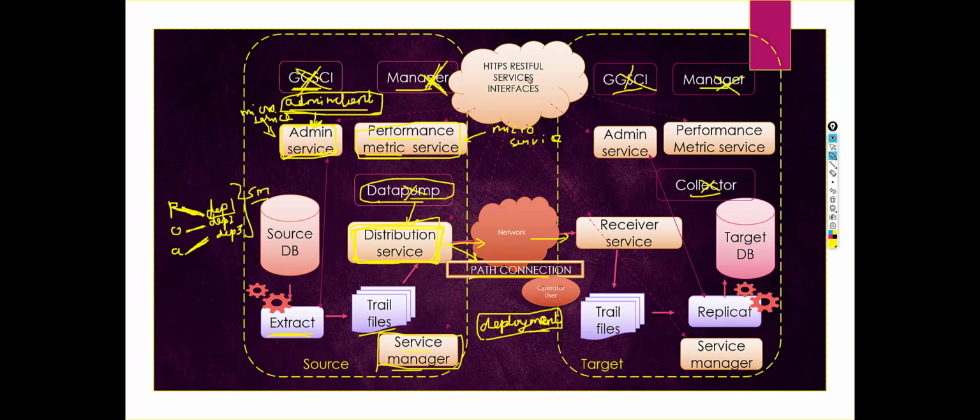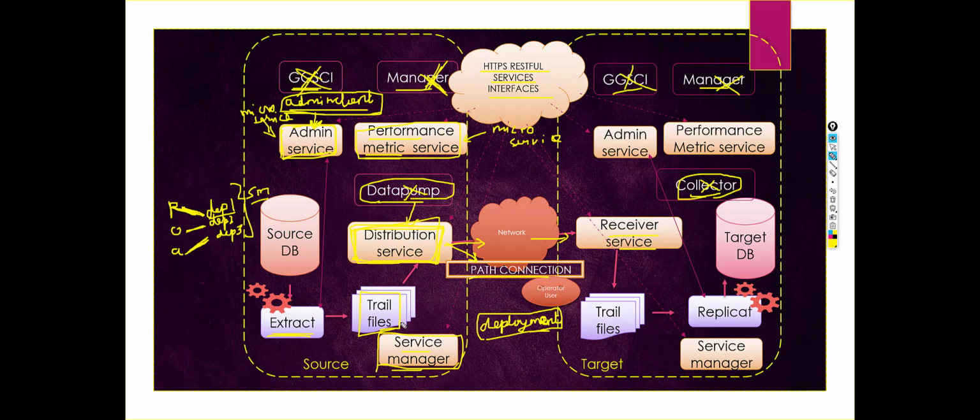We have a REST API service, as we already mentioned. This REST API is the one which will be responsible for acting as the network path, and also this distribution path will put all the trail file information, and the receiver service will get all the information. So what is a receiver service? Receiver service is kind of a replacement for the collector process. The collector process is the one which we were using in the older versions to receive all the source details.